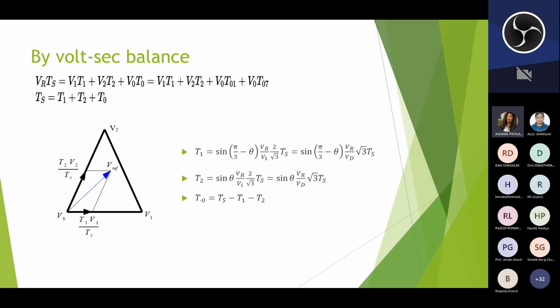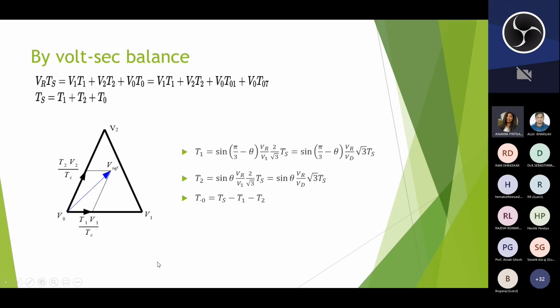Now coming to the switching timing calculation, here we go through the voltage second balance approach. By the voltage second balance approach, Vref is the resultant and Ts is the total switching time. T1 is the timing corresponding to V1, similarly T2 with V2 and T0 with V0. If we do that voltage second balance, we will get these equations.